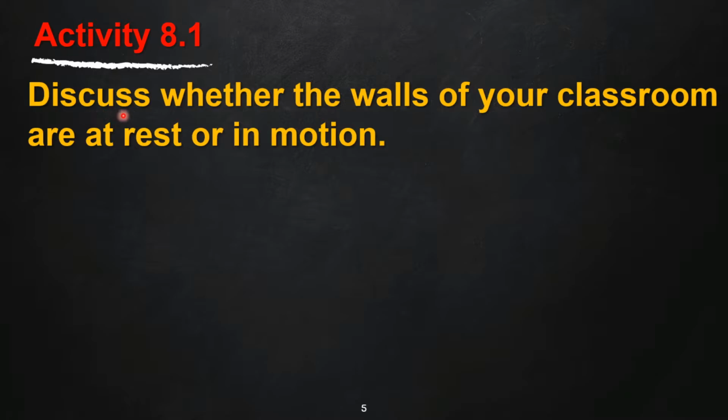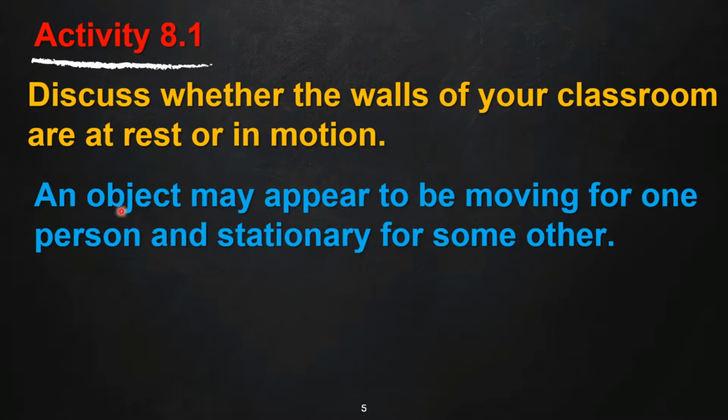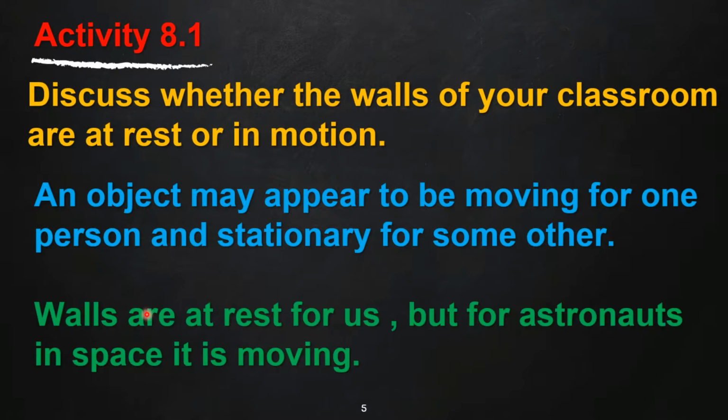Let us consider activity 8.1. Here we have to discuss whether the walls of your classroom are at rest or in motion. So what do you think, whether they are in the rest or in motion? See, an object may appear to be moving for one person and stationary for other. Walls are at rest for us, but for astronaut in space, it is moving.